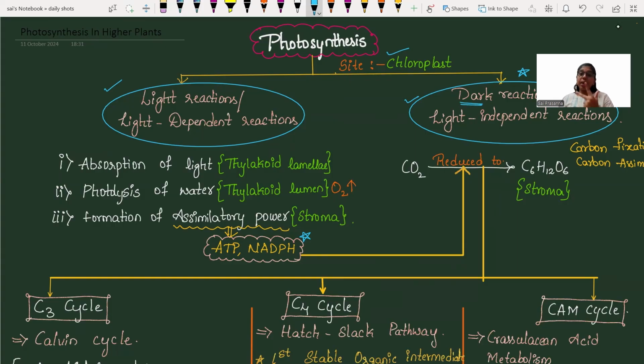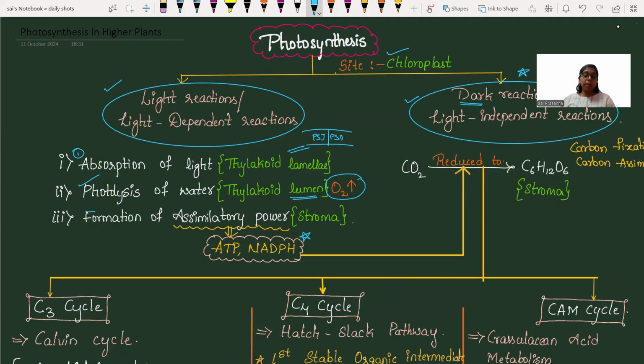So let us recall three important steps which are taking place in the light reaction. The very first is absorption of light in the form of photons, which is taking place in the thylakoid lamellae, as the thylakoid lamellae has two photosystems, photosystem 1 and photosystem 2, which consist of pigments that harvest light. The second most important step is photolysis of water, which takes place in the thylakoid lumen, and that releases oxygen as a byproduct. And the third most important step is formation of assimilatory power.